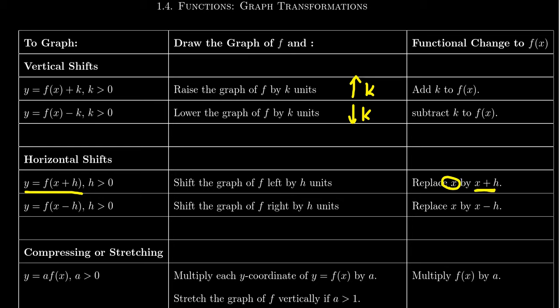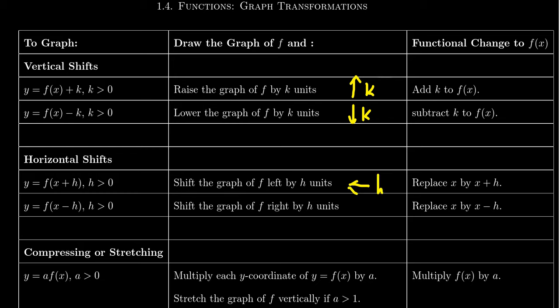This is an algebraic evaluation. We did some examples of this earlier. We replace each x in the formula with x plus h. And now you have to be very careful here. This will actually shift the graph to the left by h units. So replacing x with x plus h does a shift left by h units.